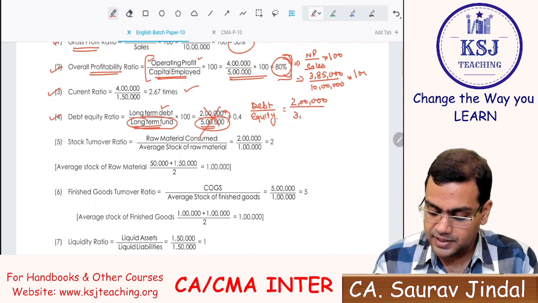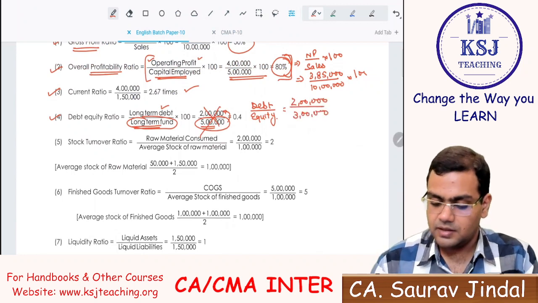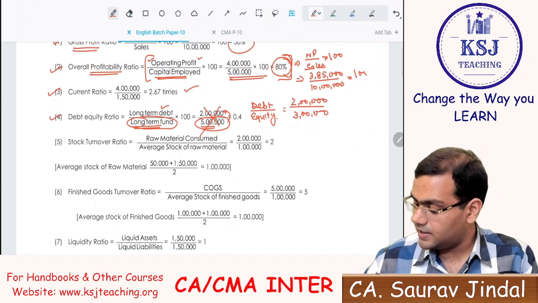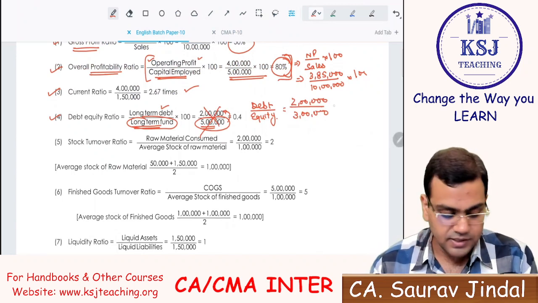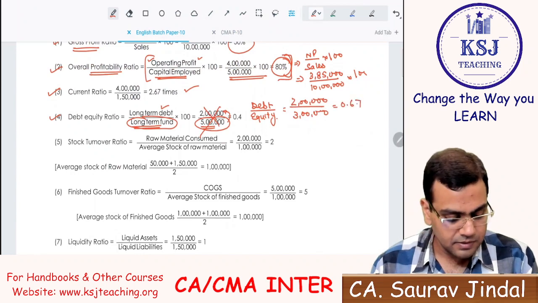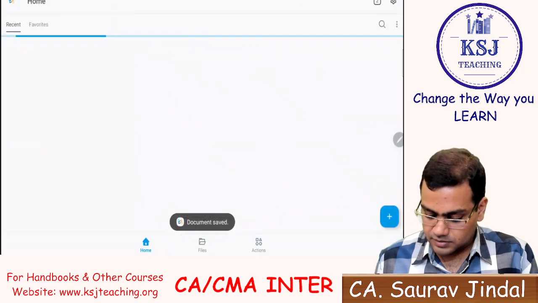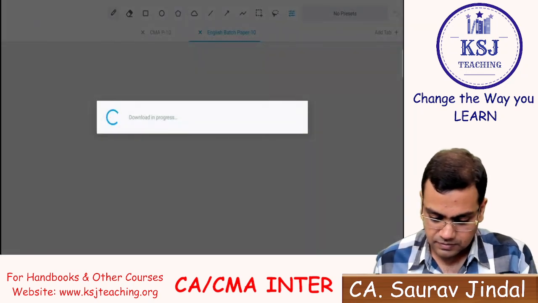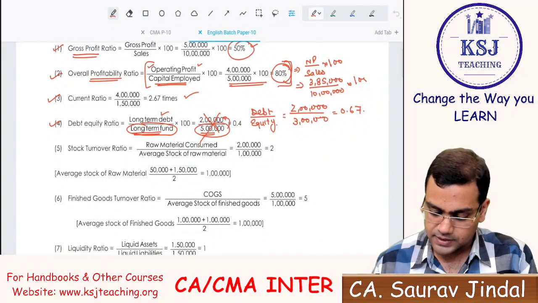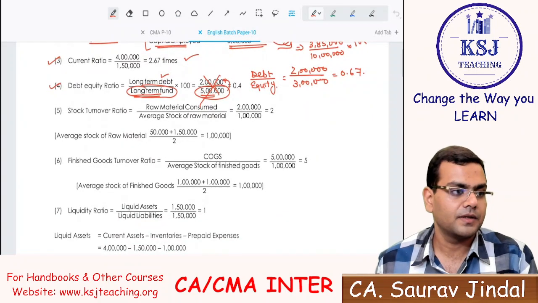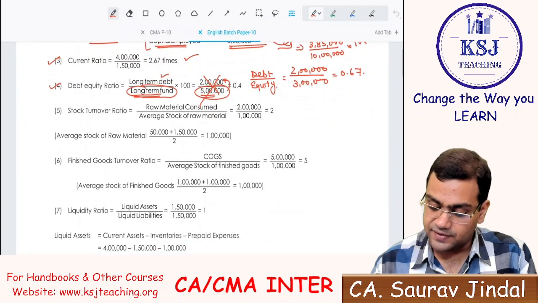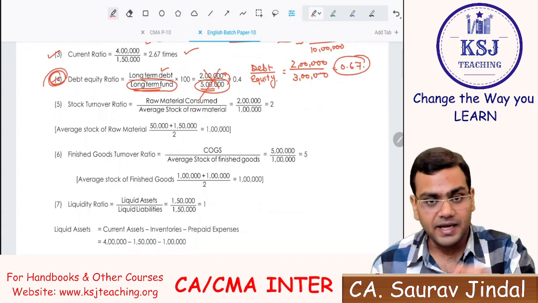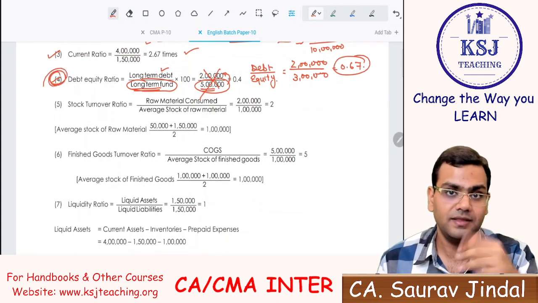It should be 3 lakh. This is how it should be calculated, sir. How much? 2 lakh divided by 3 lakh is equal to 0.67. Clear? 0.67. This is how, and they have done this particular blunder in many questions, not only in this question.